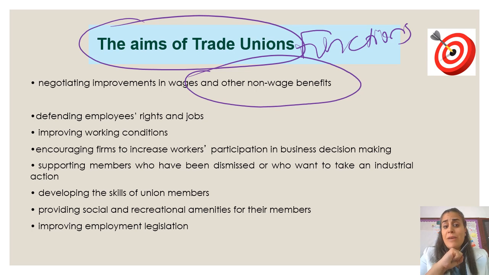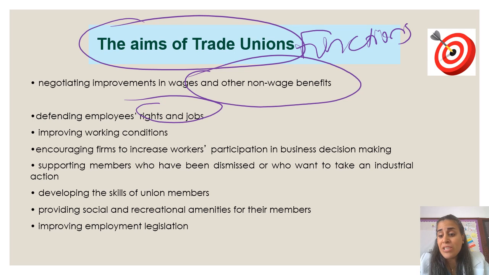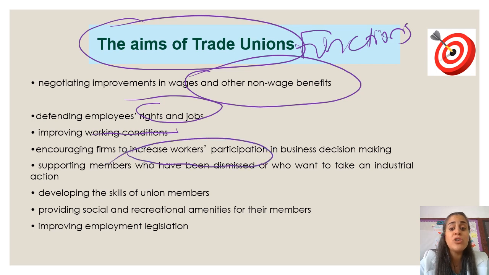The second function of a trade union is defending the employees' rights and jobs. This is too broad, so I need to make it a bit more specific. In other words, I'm talking about working conditions, such as securing better hours of work and better health and safety policies in the company. Also, encouraging firms to increase workers' participation in business decision making. Because when I get to have a say in decision making, I would be more motivated to work, and hence I would increase the productivity.